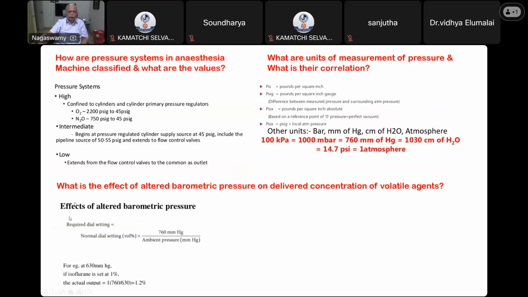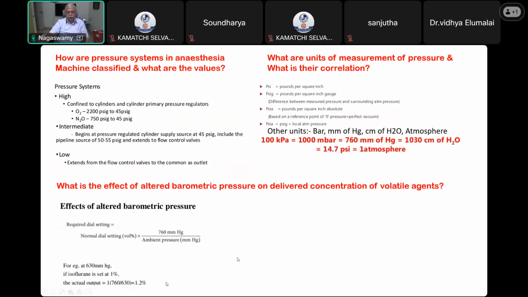I will show you. The effect of altered barometric pressure: required dial setting is equal to normal dial setting, that is volume percent, multiplied by 760 divided by ambient pressure. For example, if the ambient pressure is 630 millimeters of mercury and isoflurane is set at 1%, actual output will be 760 divided by 630, which is 1.2. So when you set 1% isoflurane in the dial, it will actually deliver 1.2%.